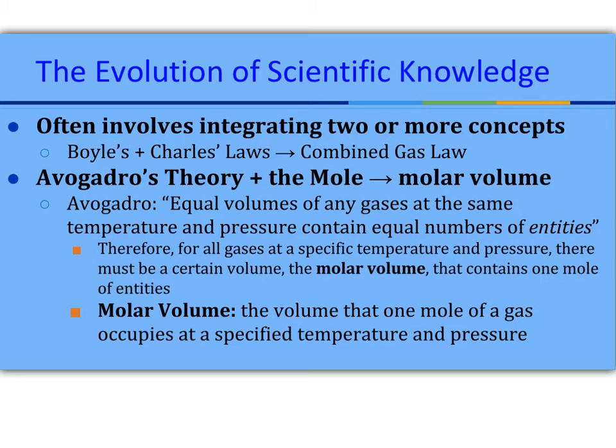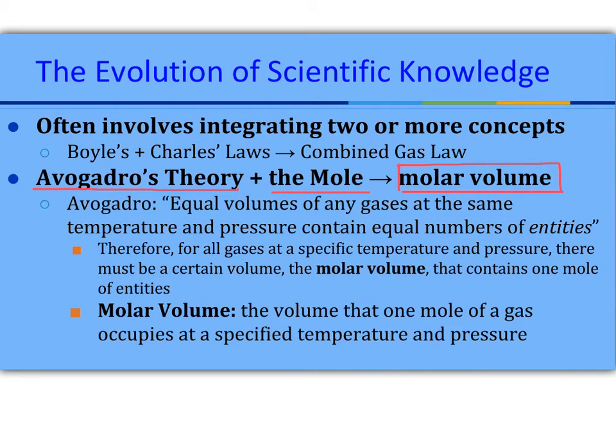In our last mastery quiz, we talked about how Boyle's and Charles' law can be combined to make the combined gas law. Really, the combined gas law is a bit simpler to use because it's using all of the terms of pressure, volume, and temperature. In this section, what we can combine is the concept of Avogadro's theory and the mole. And what those combine to make is the idea of a molar volume.